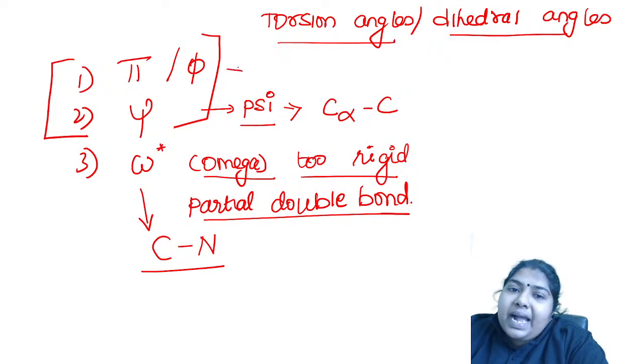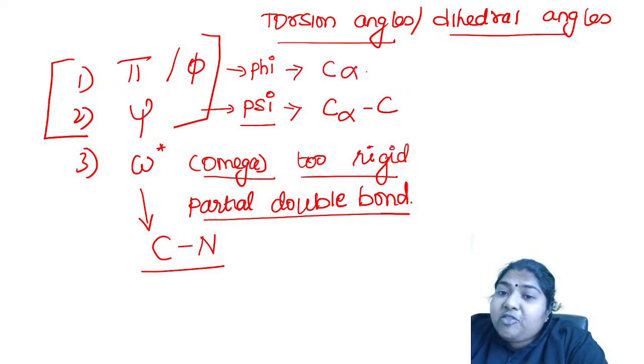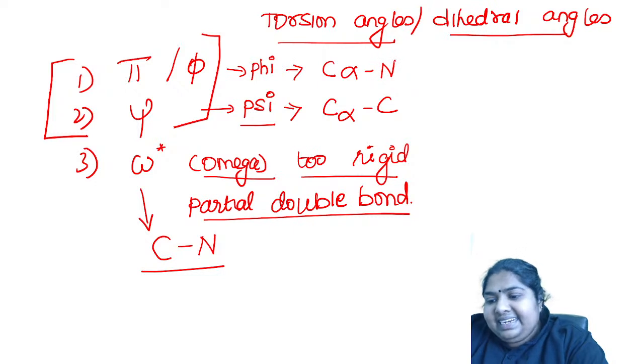And what is this phi bond? This phi bond is formed between C alpha and N. So the C alpha and N is what is called the phi bond. These three are called the dihedral angles, or torsion angles.